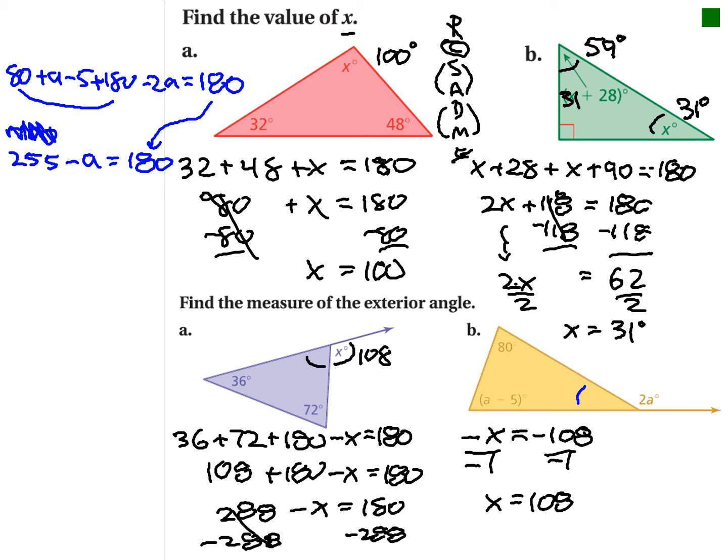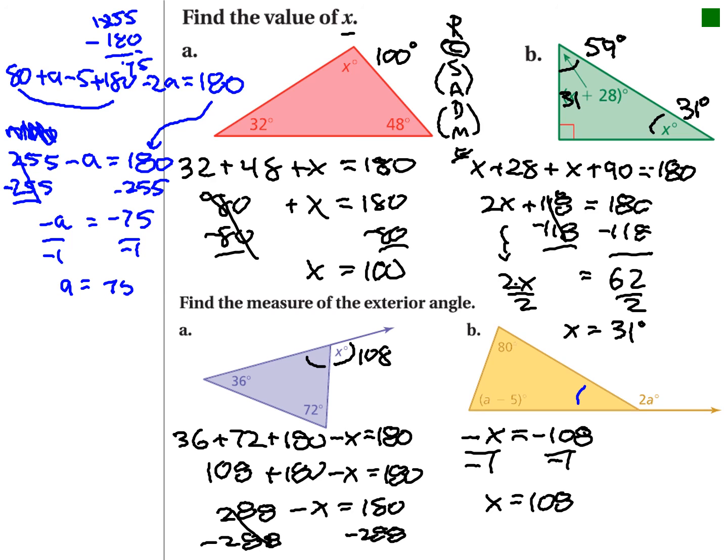Okay, so now we have basically a two-step problem. We're going to subtract the 255. And that goes away. Again, we've got to watch that negative. Negative a equals, and here we're going to do a subtraction problem, and it's got some borrowing, so I'm going to make sure I get this one right. 5 minus 0 is 5. Here we've got to borrow to make a 7, so it's negative 75. Divide each of these by a negative 1, and a equals 75.